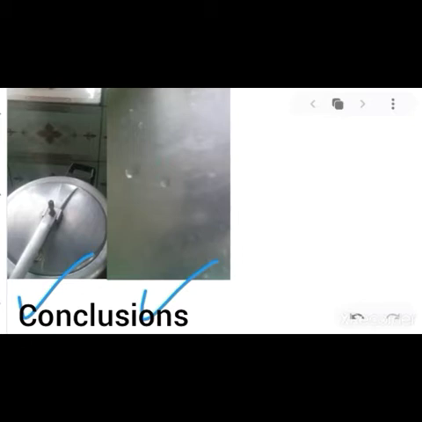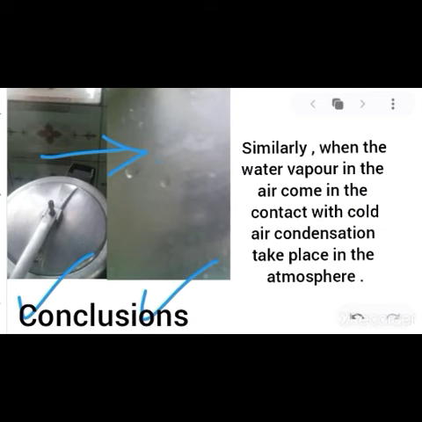Students, by this activity with the pressure cooker and the lid which has a cool surface, we have concluded that when the steam or water vapor from the pressure cooker comes in contact with a cool surface, this water vapor turns into water droplets. This means condensation takes place. Similarly, when the water vapor in the air comes in contact with cold air, condensation takes place in the atmosphere.